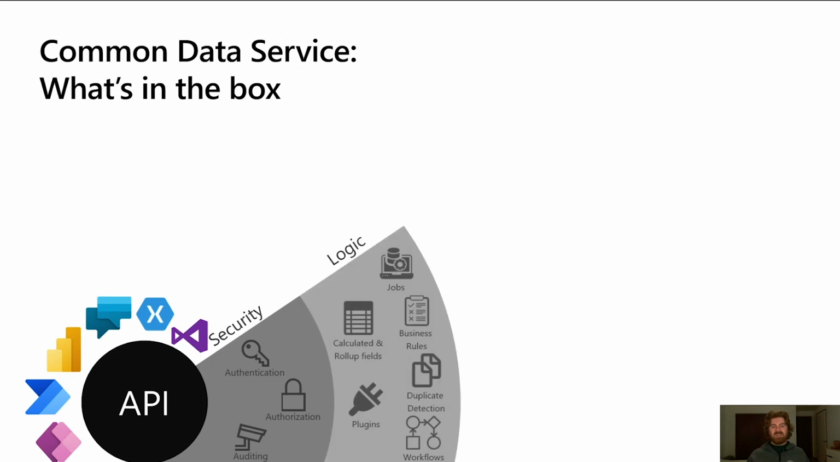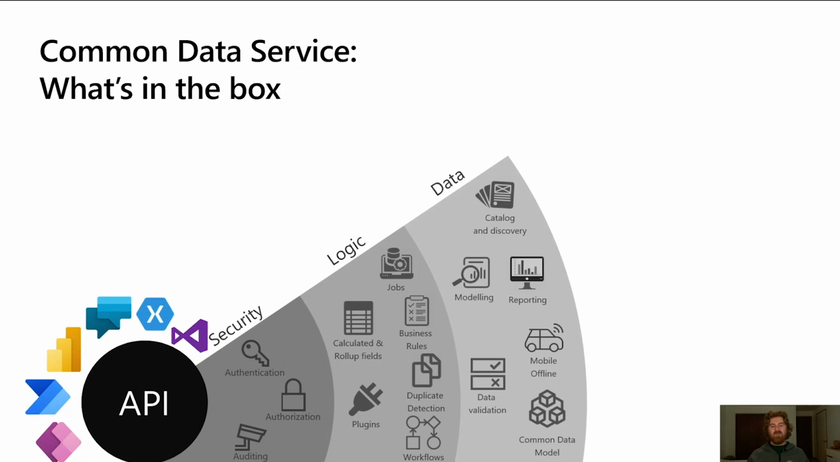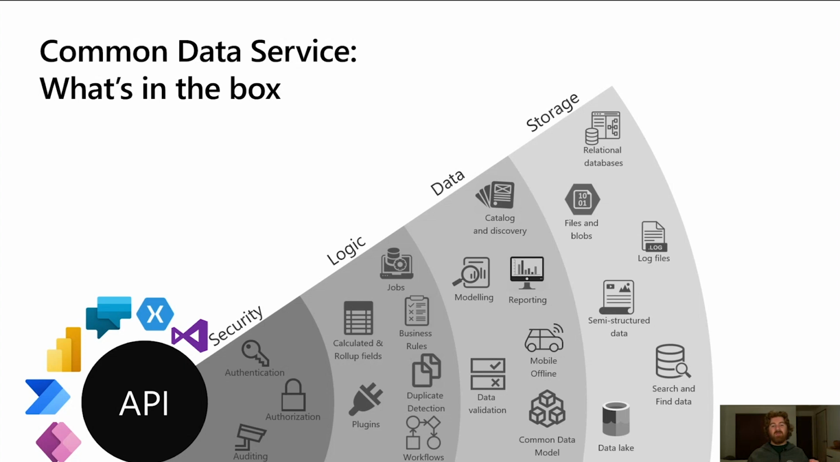Below that, we have our business logic, things like jobs, like plugins, which allow you to run custom C# code in our pipeline, synchronous workflows, dupe detection, which layers over the top of our data layer, things like data catalog, reporting, mobile offline, support for the common data model, which layers over the top of our storage subsystem, whether that's relational data that's stored in SQL, files and blobs, log data, search data, which we'll come back to in a few minutes, or data lake.